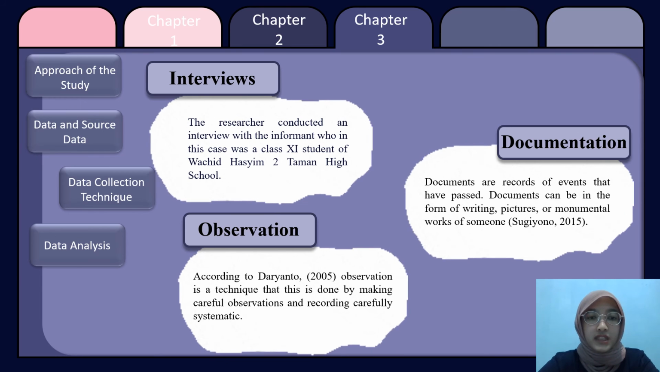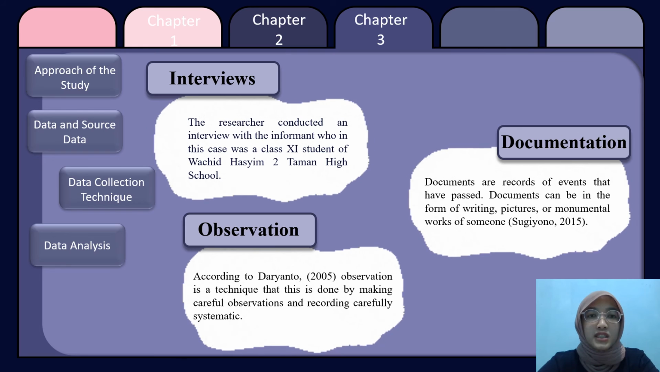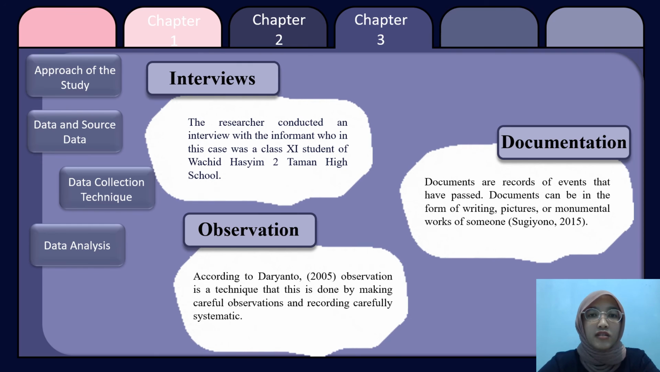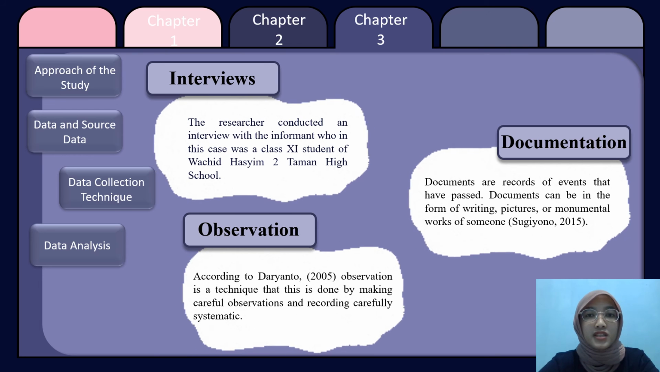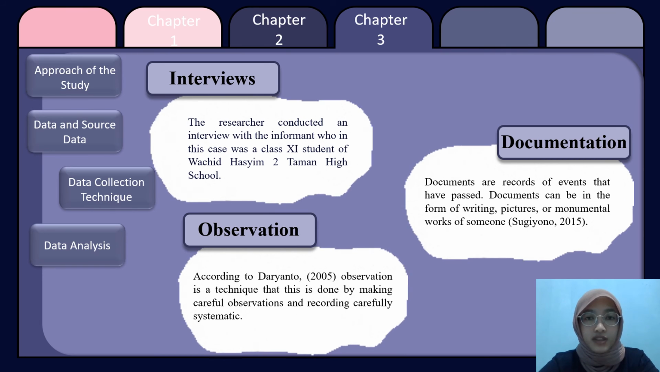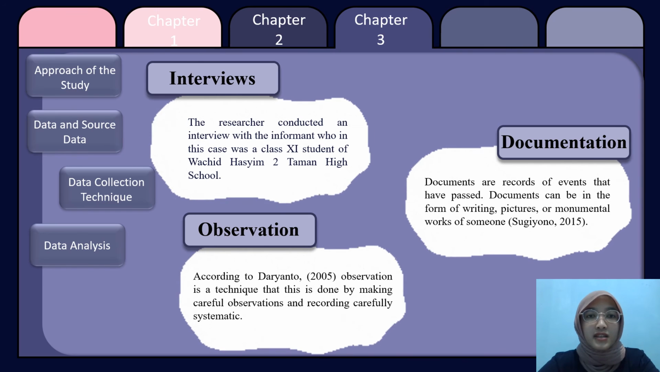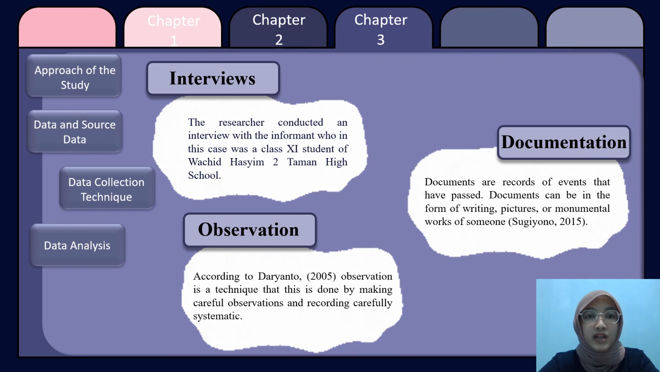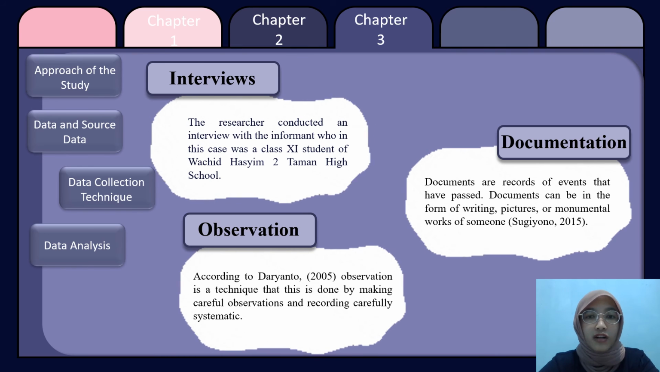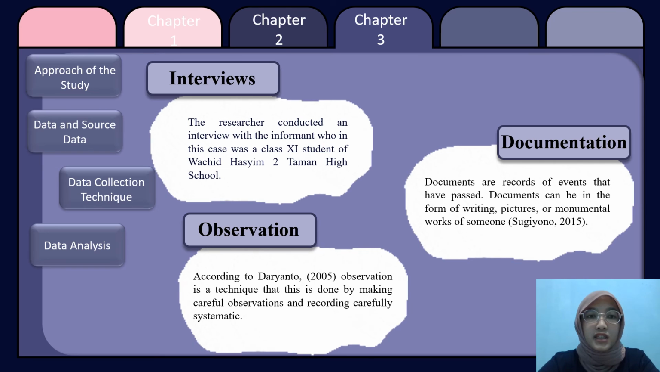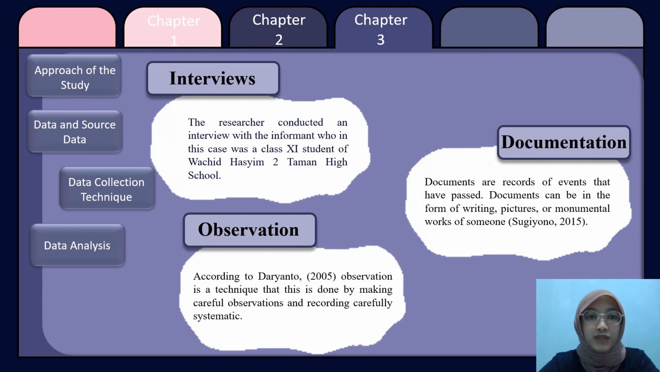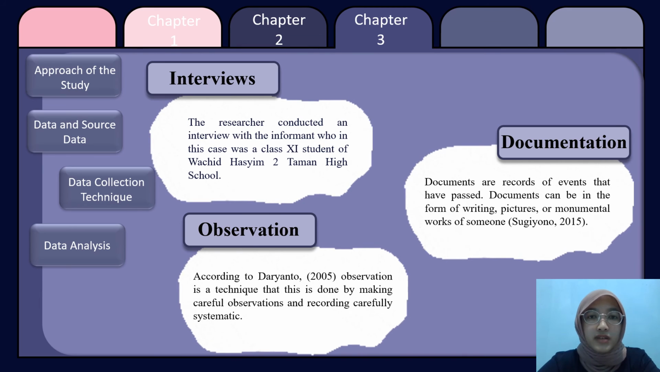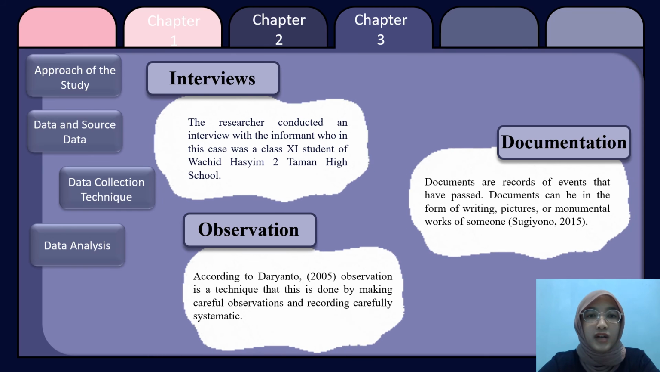And the last, observation. According to Daryanto, observation is a technique done by making careful observations and recording them systematically. There are three kinds of observation, namely participant observation, systematic observation, and experimental observation. The form of observation in this study is participant observation, where the researcher plays an active role in learning in the classroom. This observation is used to obtain the necessary data as a basis for conducting further research, and with observation, we will obtain data regarding all activities or student behavior in learning.